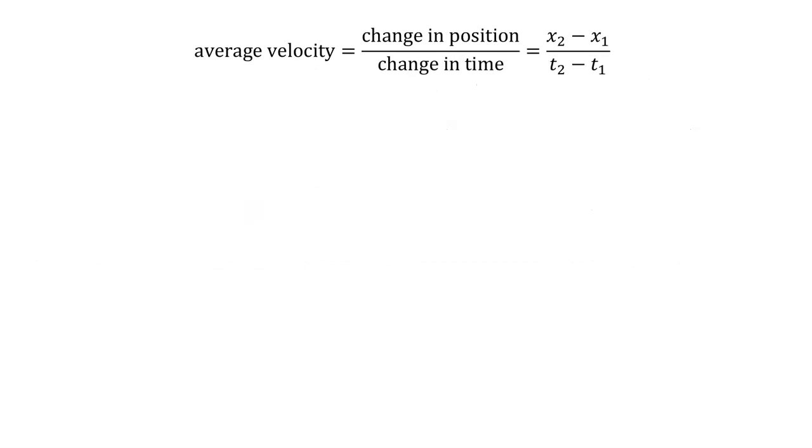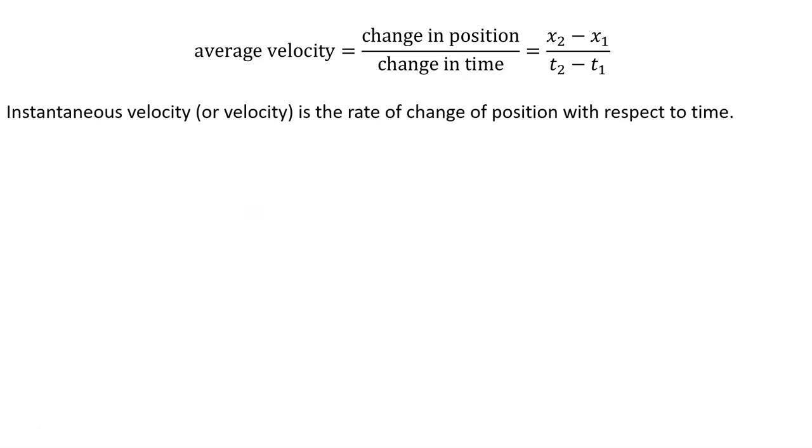Now we need a few definitions. So average velocity is the change in position divided by the change in time. Instantaneous velocity, or what we just normally call velocity, is the rate of change of position with respect to time. Speed is the magnitude of velocity. So your speed is always going to be a positive value, whereas velocity can be positive or negative because it tells you what direction you're moving in.